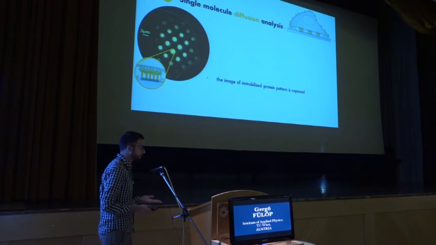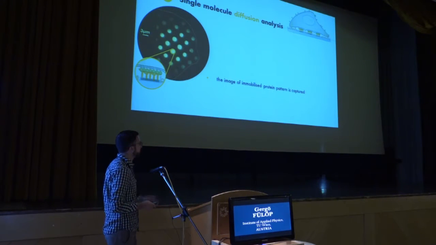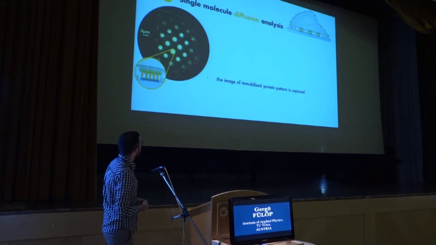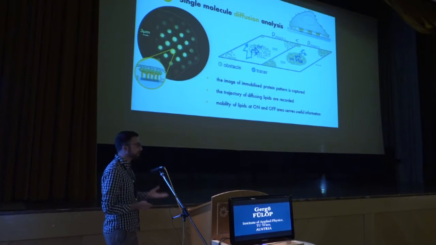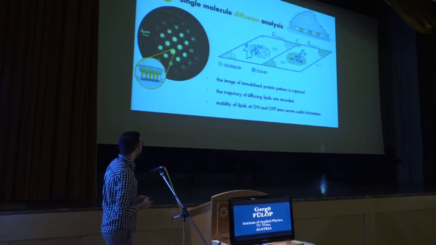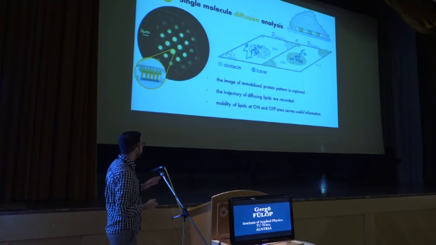So the first step in my experiment is always to take an image of these cells. Where are the patterns? How good is the micropatterning? And as a second step, I add lipid or protein probes to the system, and they get incorporated in the membrane. And then I want to track the mobility of these molecules in the cell membrane.